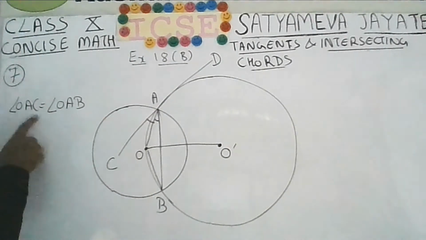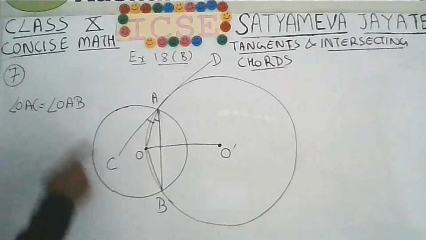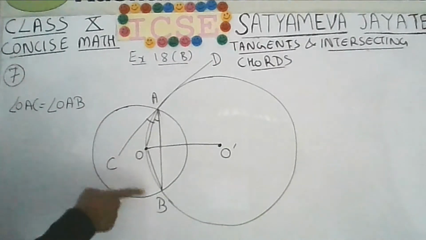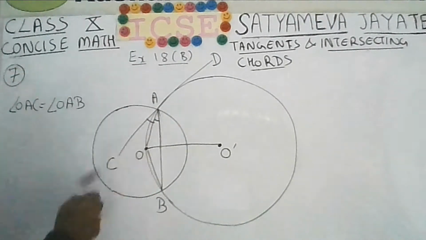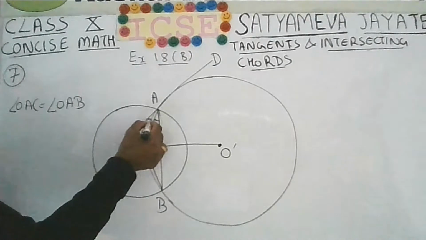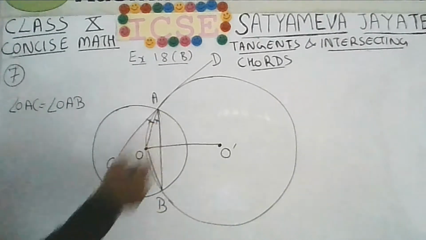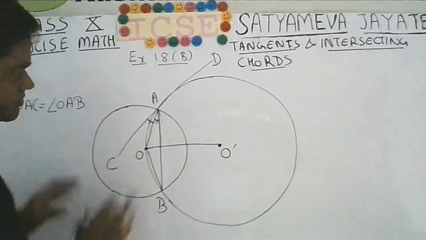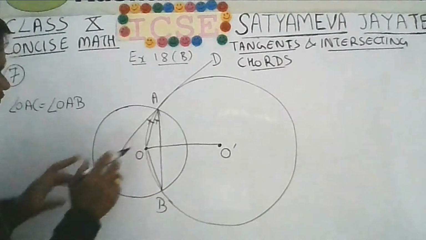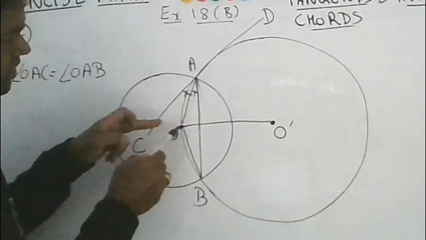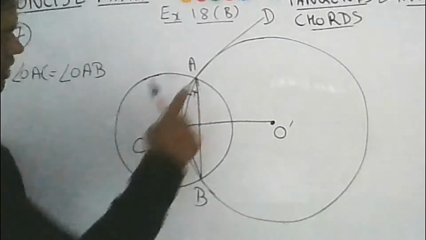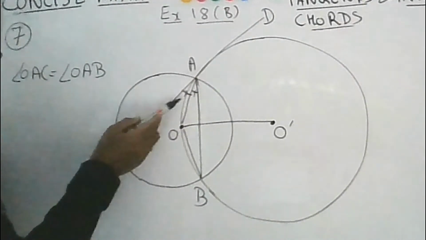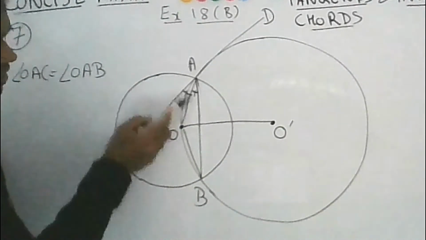We have to prove that angle OAC is equal to angle OAB. That is, we have to prove that OA is bisecting the angle BAC. So OA bisects the angle BAC if and only if these angles, angle OAC and this angle OAB, are equal. Okay, so it is a very easy problem. You can see that for the larger circle, okay, first look at the larger circle, then OA is the chord. Okay, so if OA is the chord and CA is the tangent, then this angle will be equal to the angle in the alternate segment.